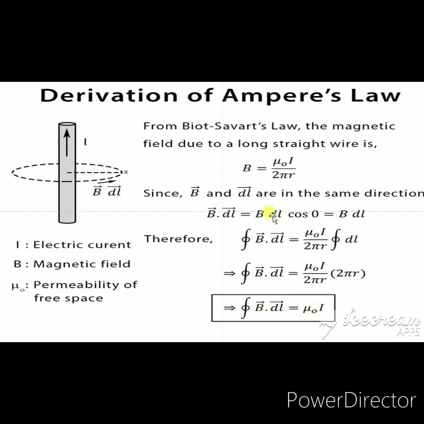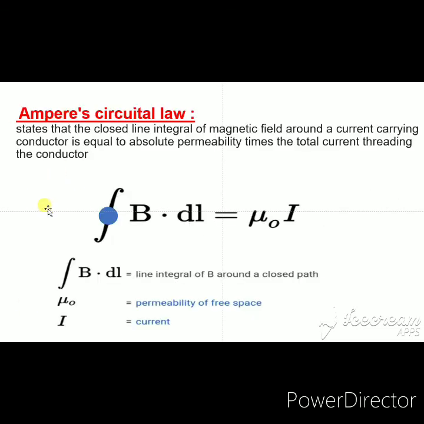In this formula, B bar is the magnetic field, dl is the length, mu 0 is the permeability of free space, and I is the current. The most important term is B bar, the magnetic field. Now you are able to understand how this formula comes. This Ampere's circuital law comes from the Biot-Savart law by a simple derivation. So the closed line integral of the magnetic field dot dl, the length, is equal to mu 0 I. I hope you understand this concept. Thank you so much.